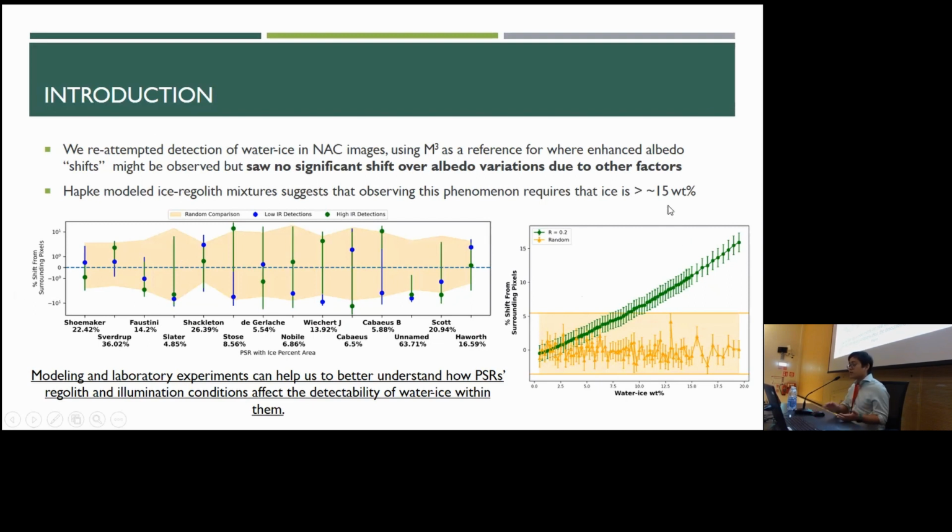This is a very basic method, but we also applied some Hapke modeling in order to see if it could work. What we found was that ice mixtures around maybe 15 weight% would be the point where you might be able to detect it using this method. So it's potentially just not a good enough way to go about this. So today I'm going to focus on looking at how modeling and laboratory experiments can help us better understand these PSRs and maybe use these types of data sets to try to look for water ice.